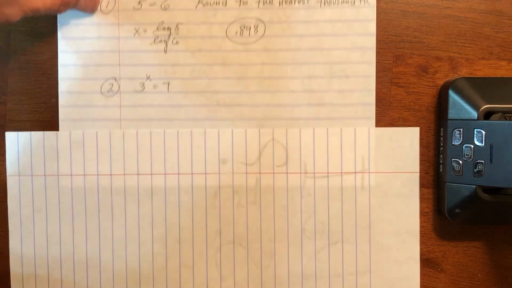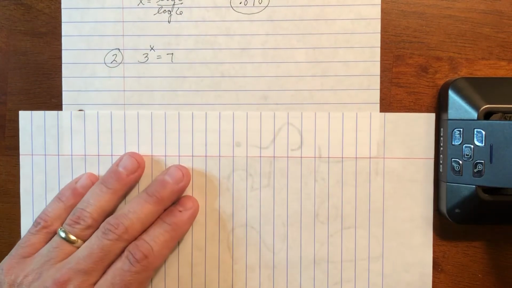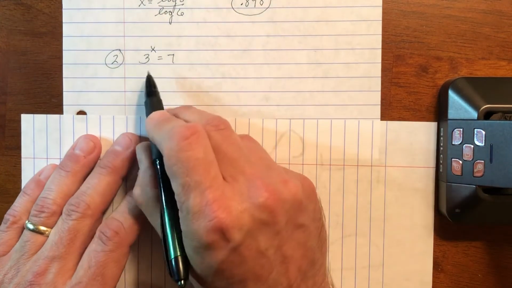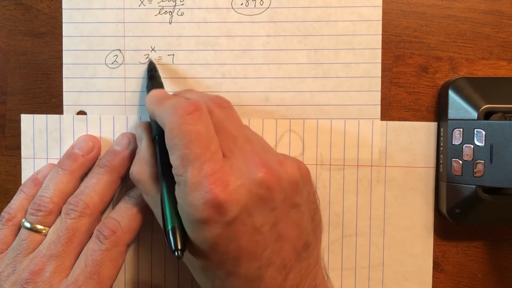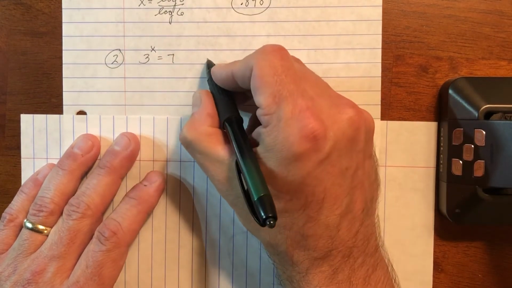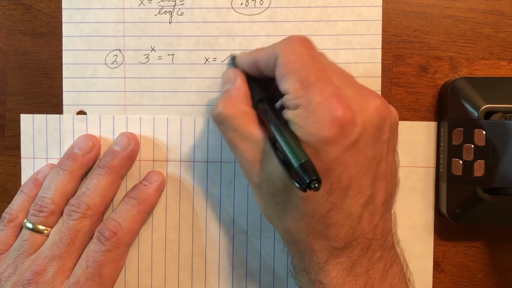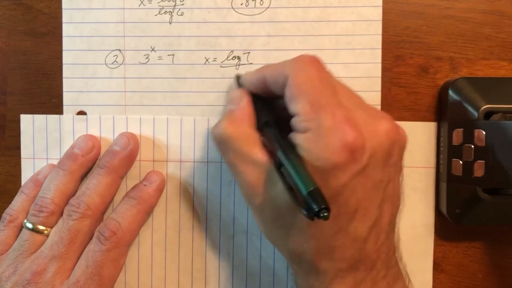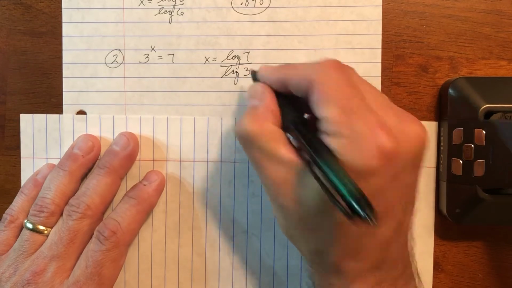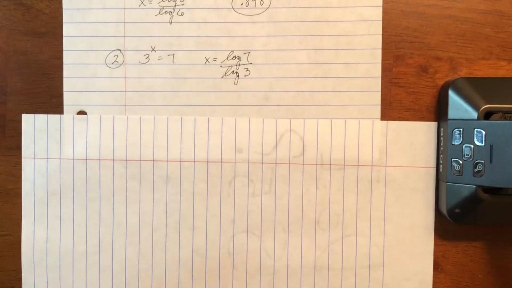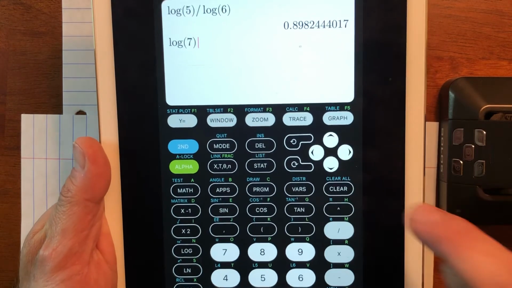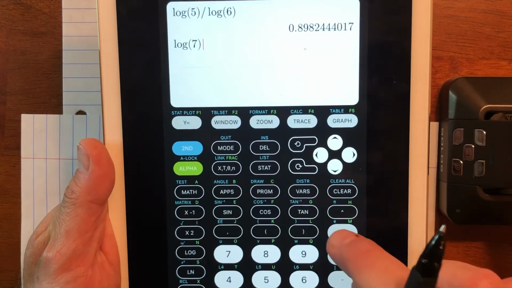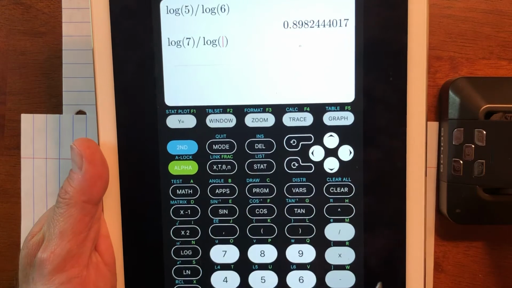Okay, let's try another one. 3 to the x is equal to 7. Take the log of the number that's away from the exponent divided by the log of the base of the exponent. So for this one, x is going to equal the log of 7 divided by the log of 3. So again, on your calculator, log of 7, right arrow so we get outside of the parenthesis, divided by the log of 3.